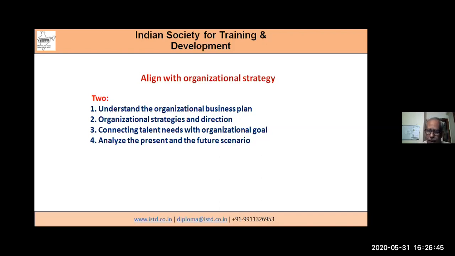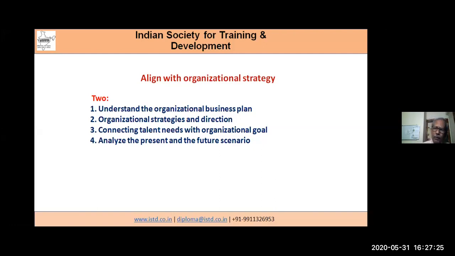The next point is connecting talent needs to the organizational goal. The organizational goal should be supported by the talent needs, because whatever the organizational goal is, it will determine what kind of talented people are required, when, how frequently, and how they need to be developed. Everything has to be seen from the organizational goal. Whether it is a long-term goal or a short-term goal becomes important. If you have a long-term goal, then how much time do you have to develop people? If there is a short-term goal, then how quickly do you require people?